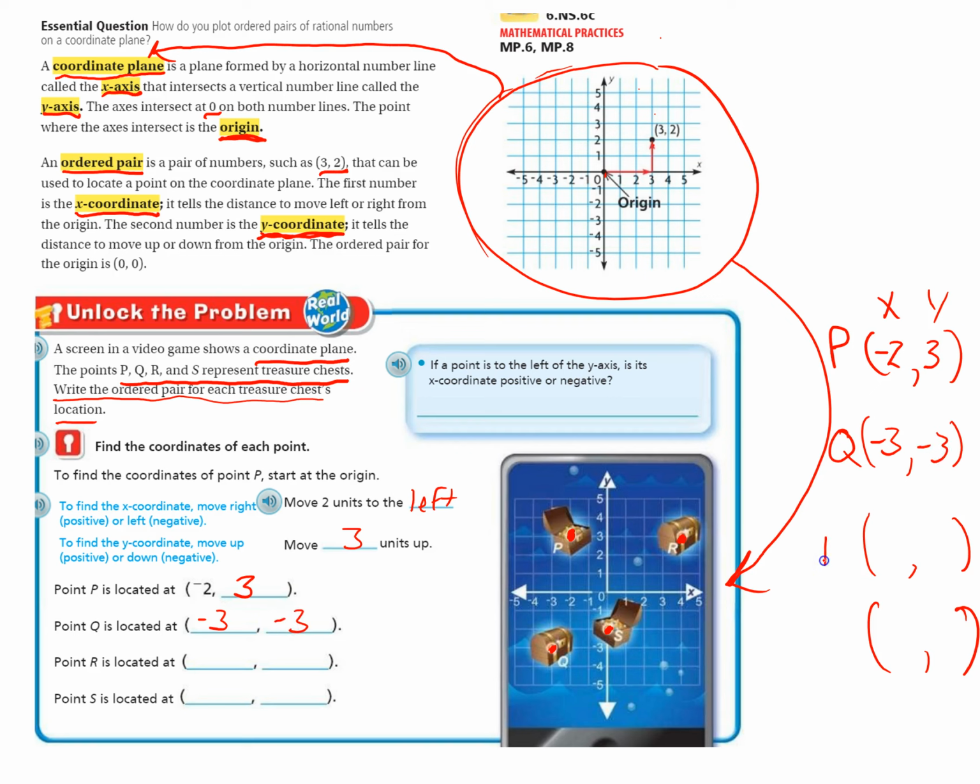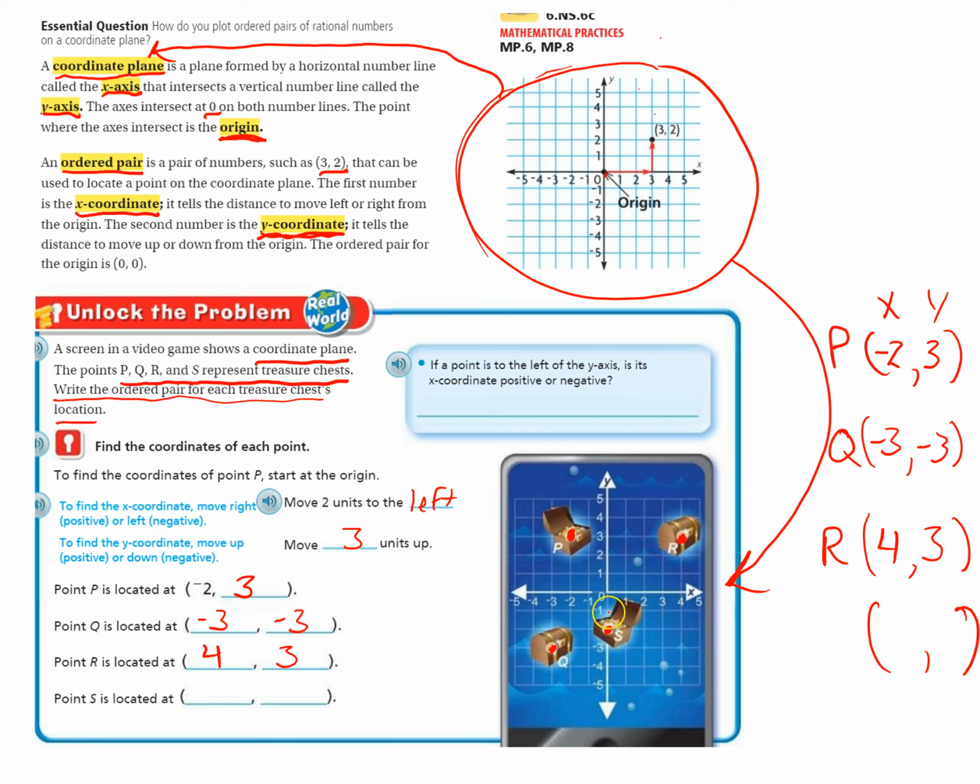Okay, next one, point R. R is right here. We start at the origin. We first move right or left. In this case, to get to R, we have to move to the right. So 1, 2, 3, 4 to the right. And then we can move up or down. To get to R, we have to move up. How many? 1, 2, 3. So R is located at 4, comma 3.